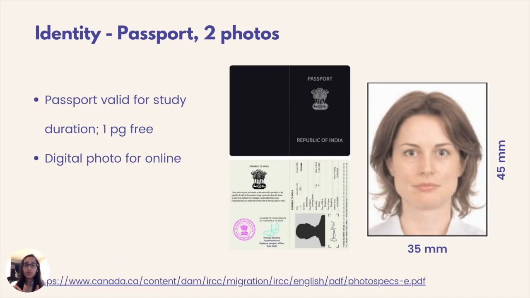So now, the first document that you need is a proof of identity. You need to have a valid passport that expires after your study duration. You need to have at least one page that is free for them to print your Canada visa. And there are specific dimensions of your photo that are required. So if you're applying online, you might only need your digital photo and you don't need to give the physical photo, but just read these instructions carefully because they keep changing. 35 by 45 is the ideal dimension for this visa type.